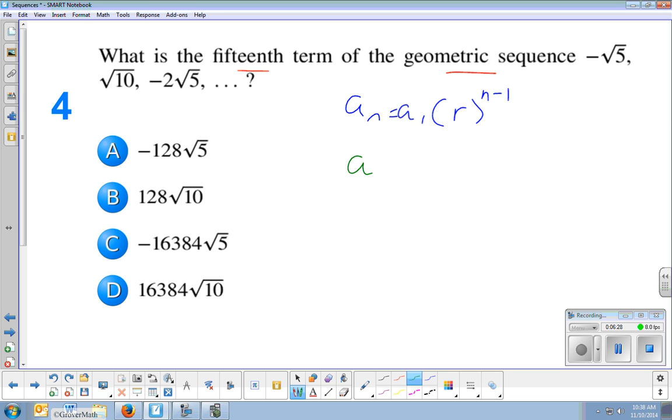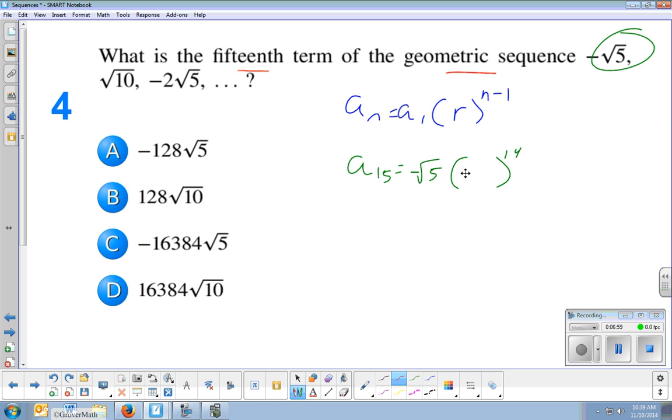So our 15th term, that's a15, is my first term, a to the 1, which they tell me over here is negative rad 5, sorry. Negative rad 5, parentheses, your ratio, and n minus 1 would be 14. My 15 minus 1 would be 14. So the hard part of this question, I think, is figuring out what the ratio is. How do I go from negative rad 5 to positive rad 10?